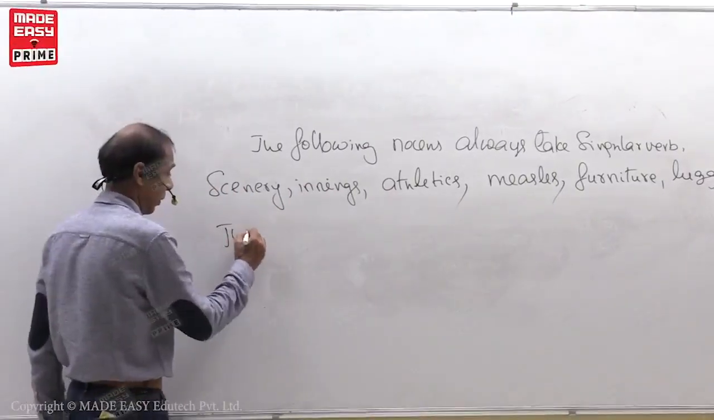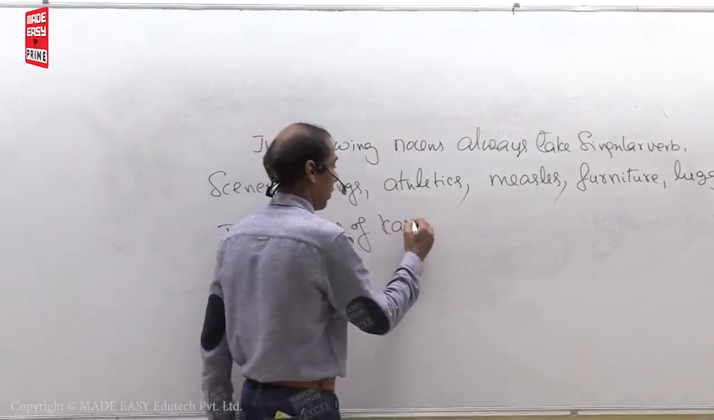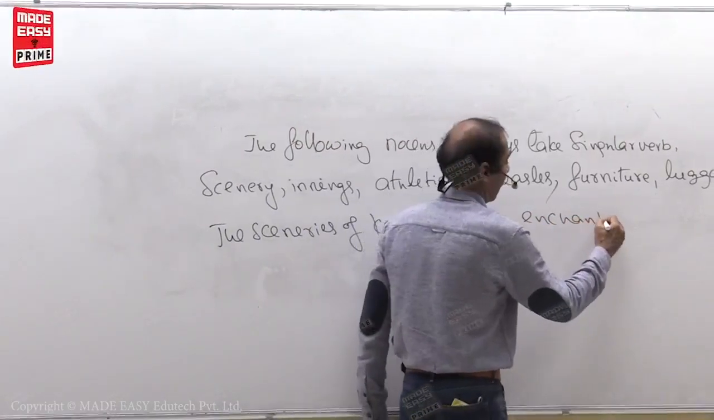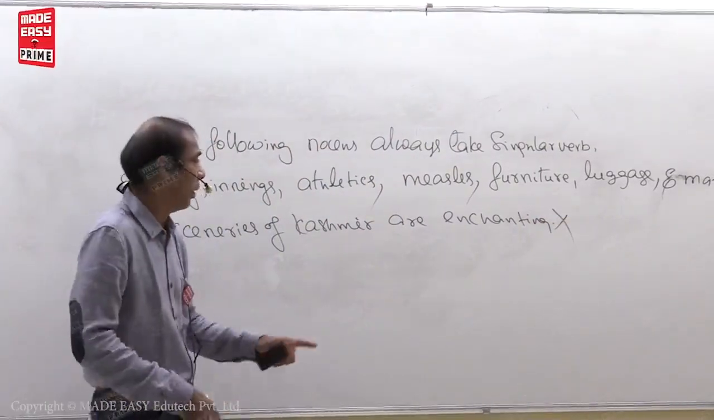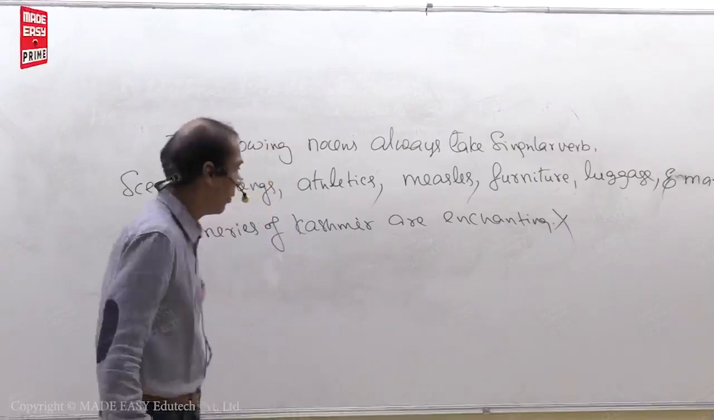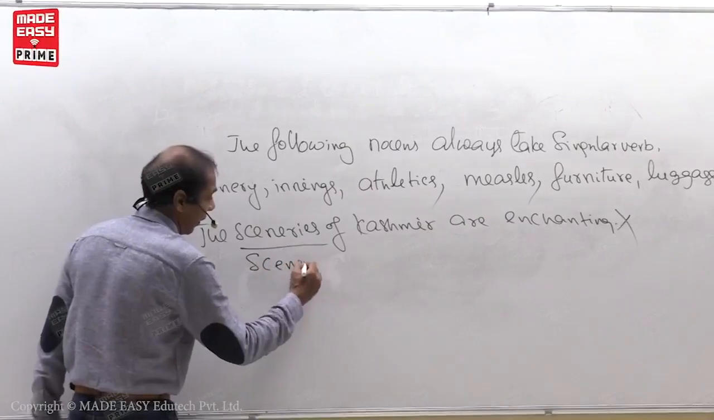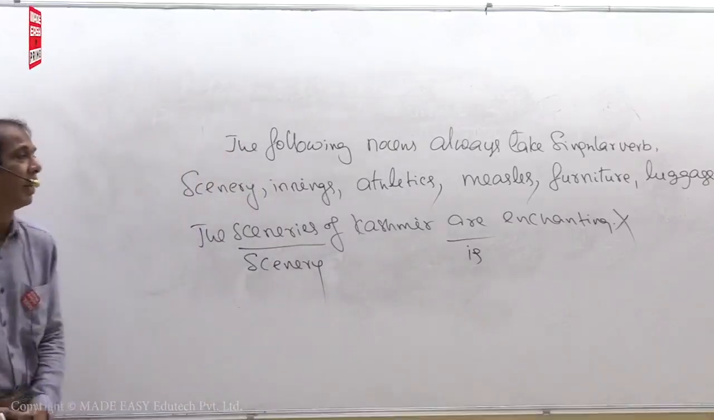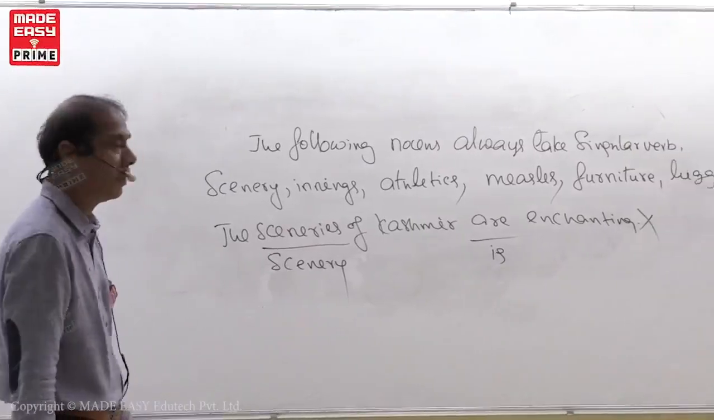For example, the sceneries of Kashmir are enchanting. See, enchanting means the more you look at, the more you want to look at. That is called enchanting beauty. Here we have two mistakes. First of all, don't say sceneries, you have to say scenery. Second, we have to use singular verb, not plural verb. The scenery of Kashmir is enchanting. Okay?